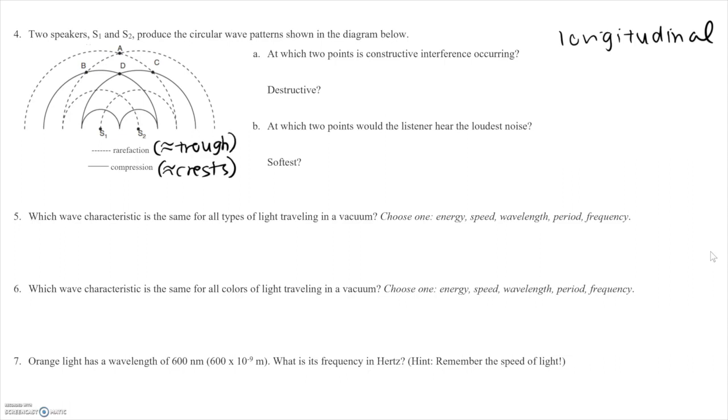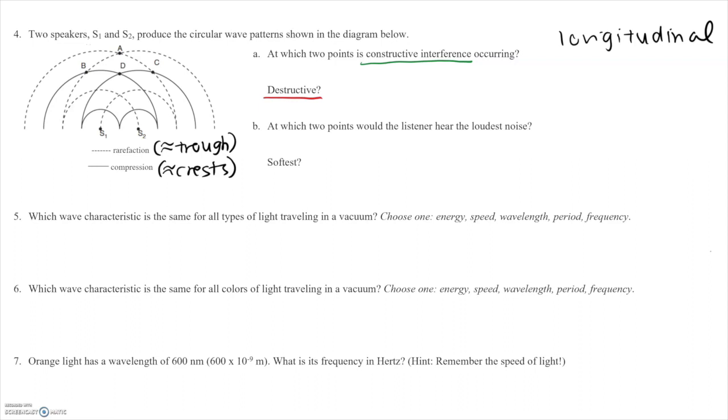Okay, so when we're talking about constructive interference, that means that we either have two troughs or two rarefactions that are passing through each other, or we have two compressions that are passing through each other. For destructive interference, that means that we have a rarefaction that is bumping into a compression, opposite things. So let's keep those terms in mind as we're talking about this problem. So at which 2 points is constructive interference occurring? Let's just go through letter by letter. We'll just say that constructive interference, I'm going to underline in a green, and destructive will be red.